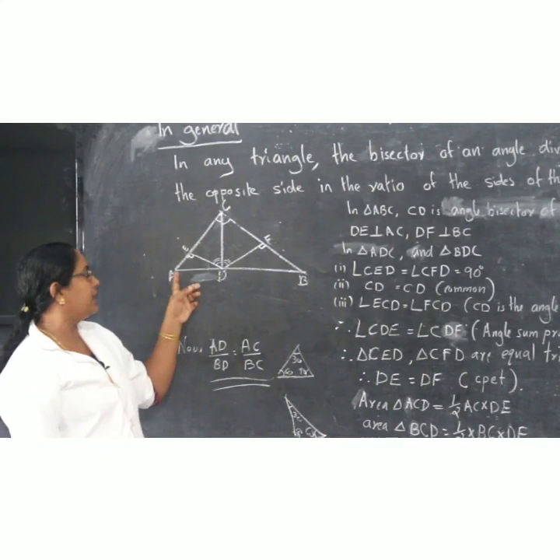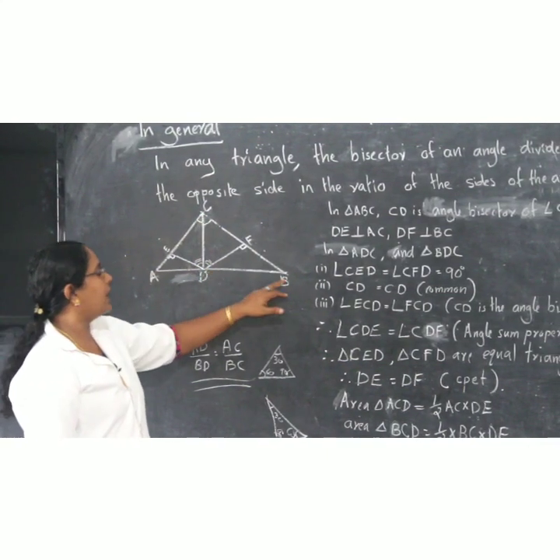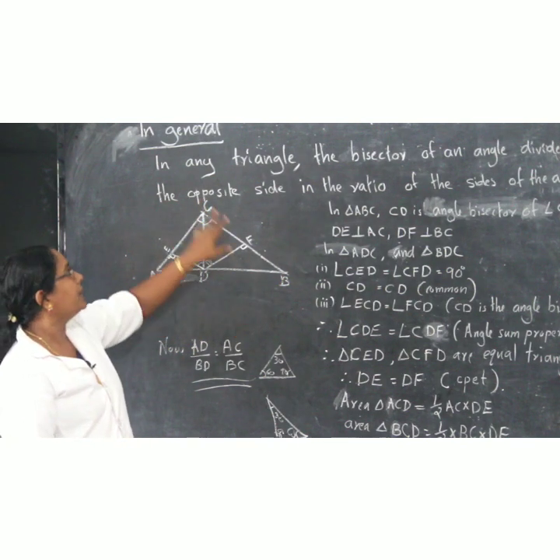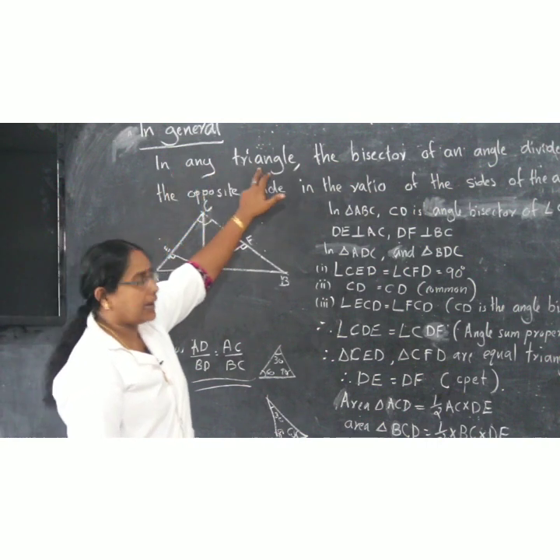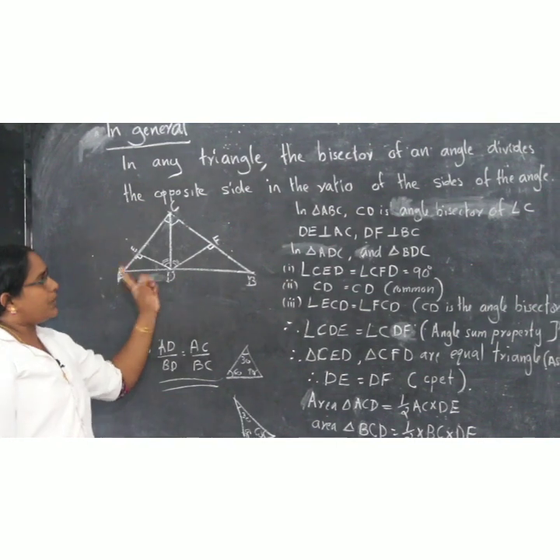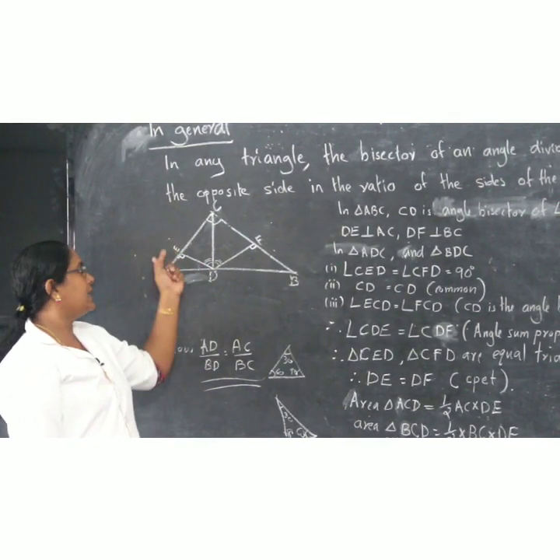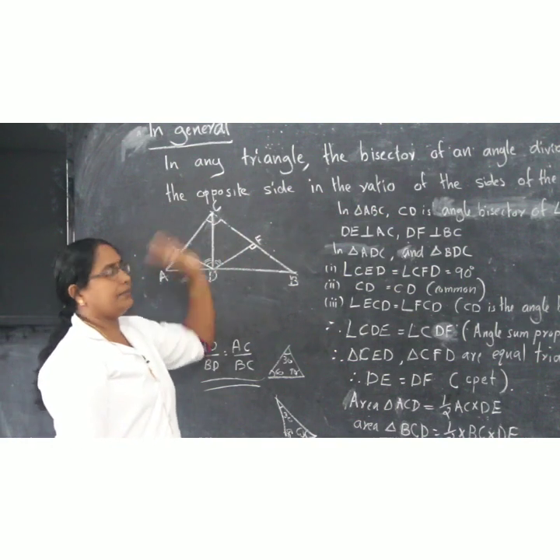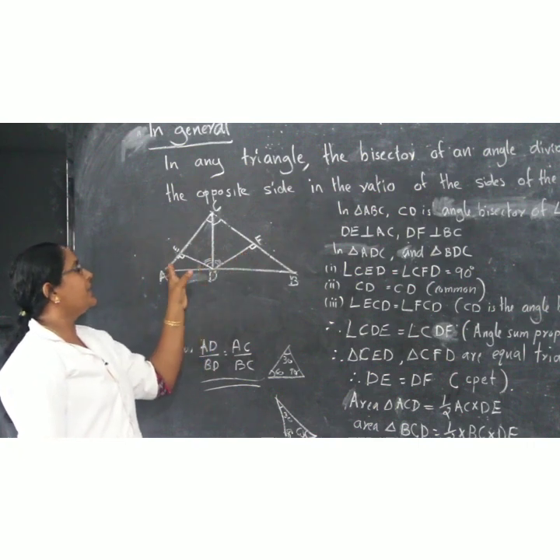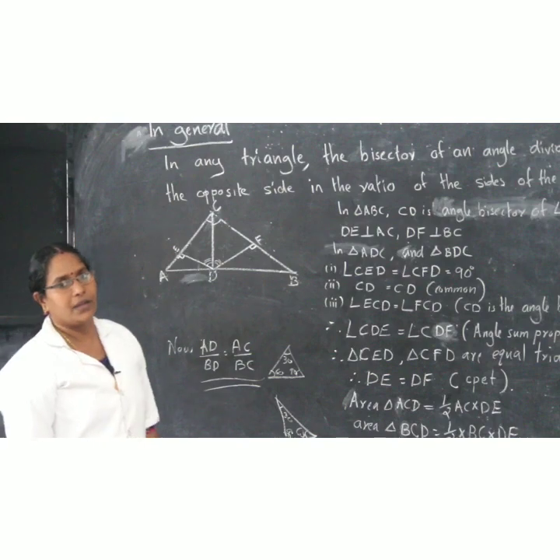The ratio of the area of triangle ADC to the area of triangle BDC. Then we conclude from this that, in general, in any triangle, the bisector of an angle divides the opposite side in the ratio of the sides. Sides means AC by BC. Therefore, to find the ratio of the areas of the two triangles, find the ratio of the given two sides, AC is to BC. Okay.